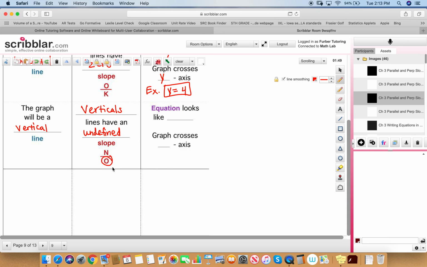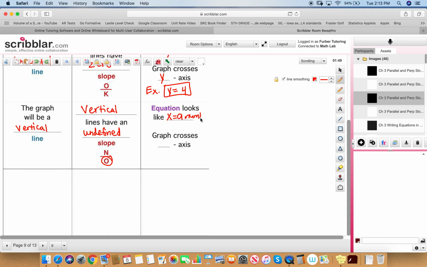If 0 is in the denominator of a fraction, it means you're dividing by 0, and the calculator would always say error, or it will actually say undefined. You cannot divide by a 0. So if 0 is in the bottom, no, that's not okay. Okay, why did I write verticals? Sorry. And then finally, the equation looks like this.